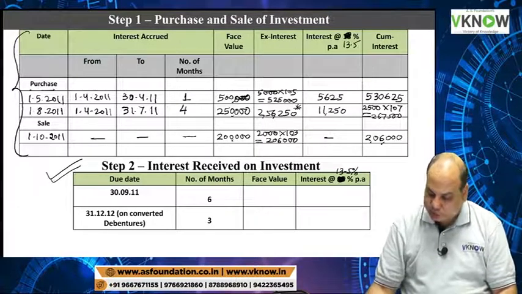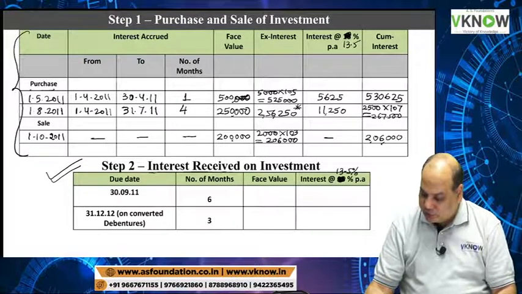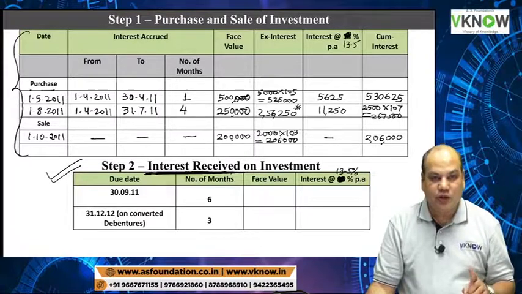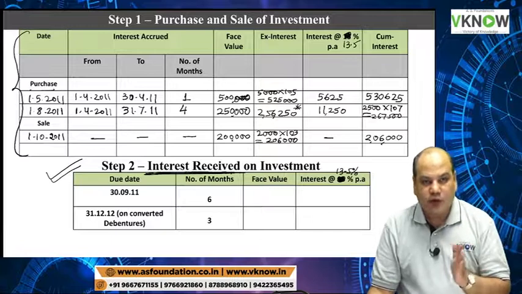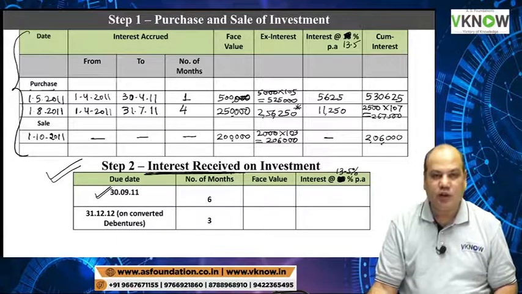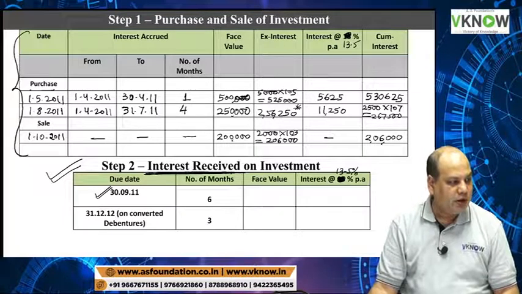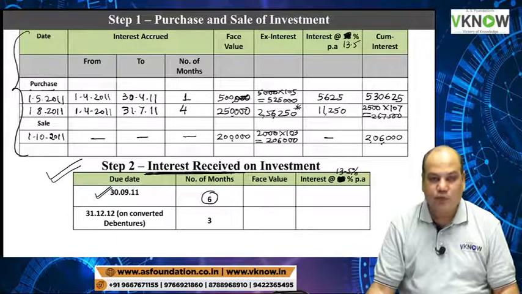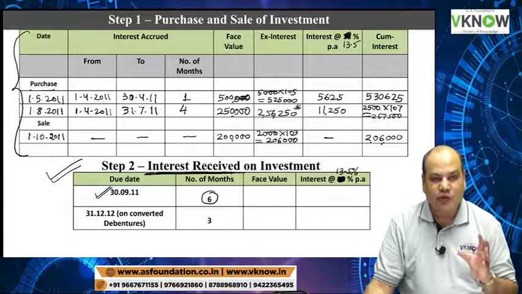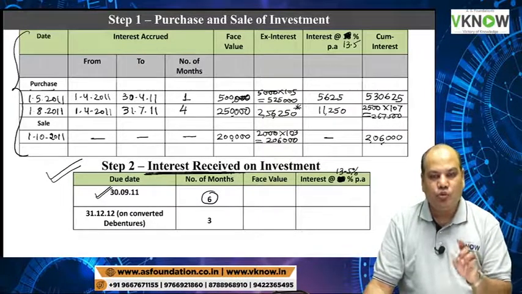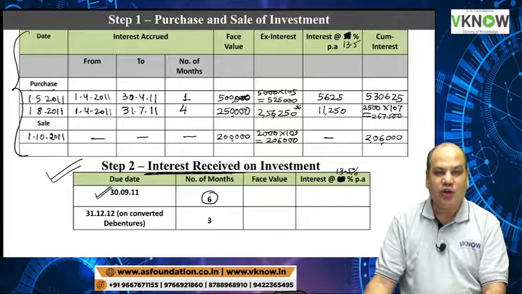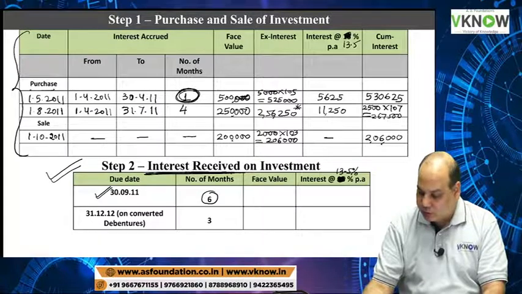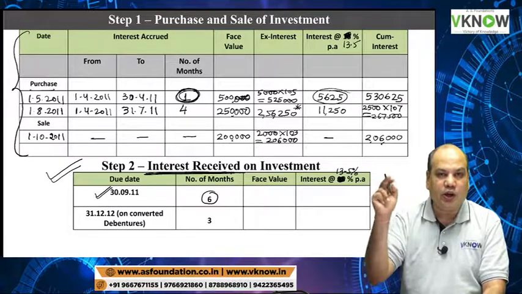Now write down step number 2. Interest received on investment. We have purchased investment on 1st of May. After 1st of May, the interest due date will be 30th September 2011. Interest will be calculated for 6 months because the company will pay interest for 6 months to those debenture holders who hold the debentures on 30th September. So here you can make a mistake. Some of you will count from 1st May. The answer is no. You have already paid interest for 1 month to the seller. From the company, you will get interest for 6 months.